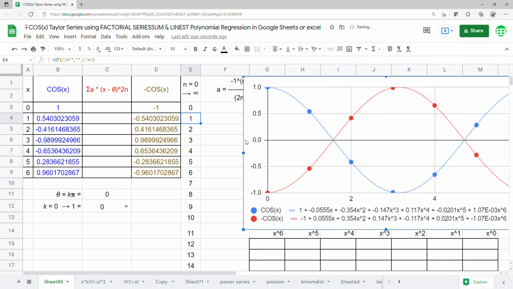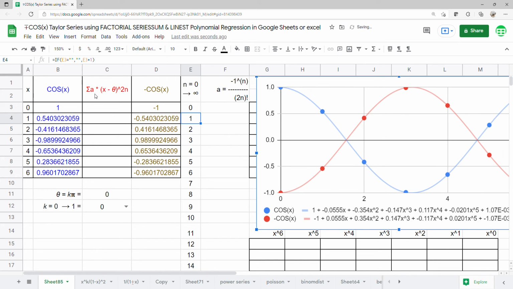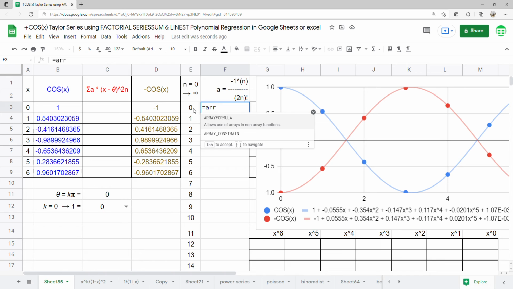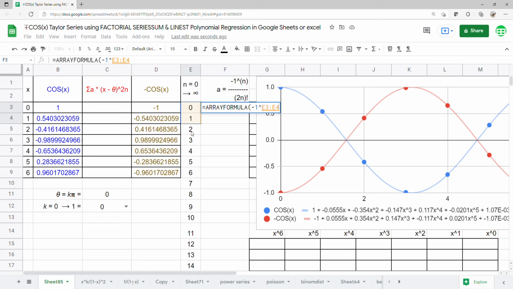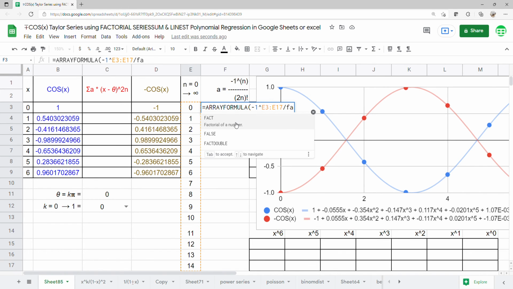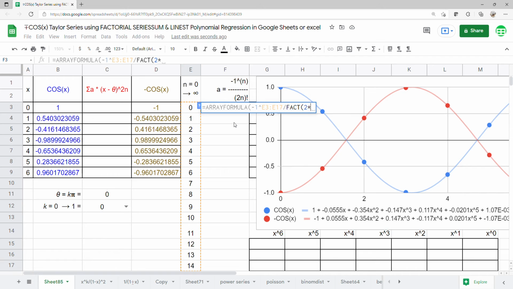And the expansion coefficient a is negative 1 raised to the power n over factorial 2n. So this array formula: minus 1 raised to the power n, that's the numerator, divided by the denominator. The denominator is factorial 2 times n.